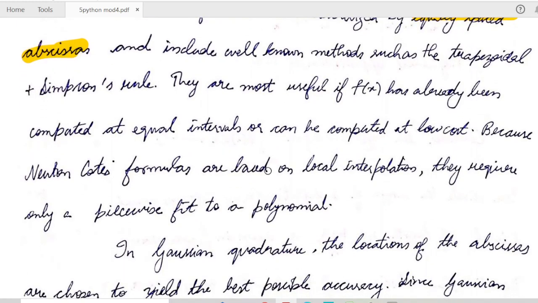Because Newton-Cotes formulas are based on local interpolation, they require only a piecewise fit to a polynomial. So basically, to get the Newton-Cotes formula, we use a piecewise fit to a polynomial. We use Lagrange's interpolation formula to derive the Newton-Cotes formula, and from it we get the trapezoidal rule and Simpson's rule.